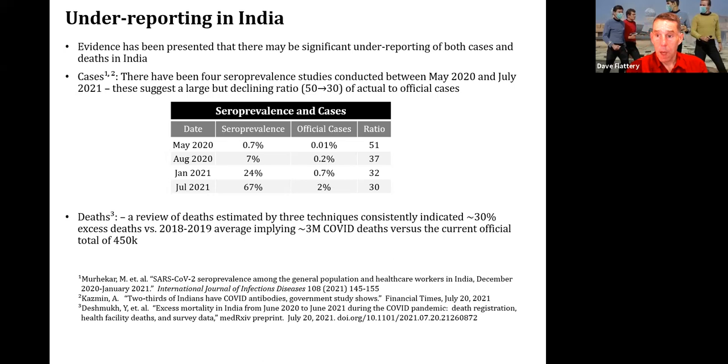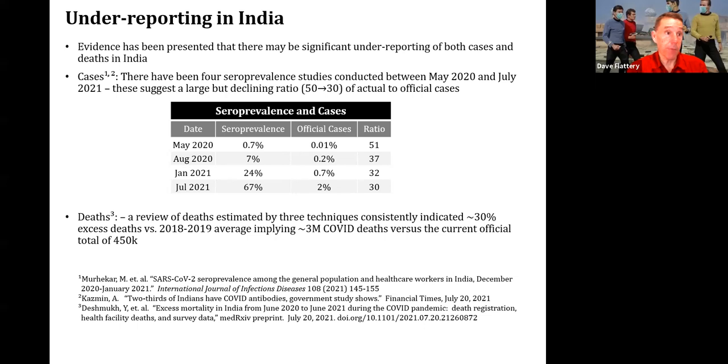There was also a review of deaths, and unfortunately they didn't have a really all-encompassing graph to put in here to illustrate it, but they looked at three different things: deaths in healthcare settings, they surveyed people for deaths at home, household deaths, and then regionally reported deaths, and compared that to the deaths in 2018 and 2019. And all three of them came to the same conclusion, that there was about a 30% excess death level in the course of the pandemic compared to historical death levels.